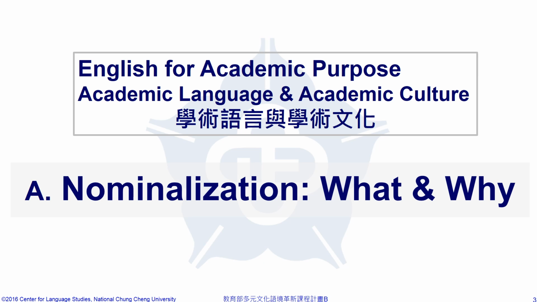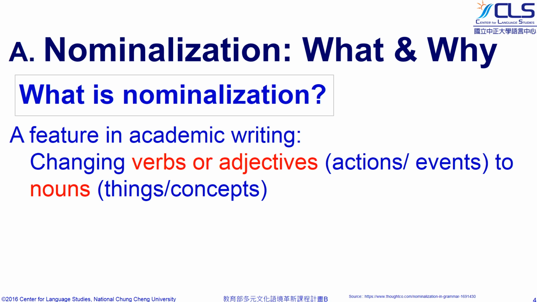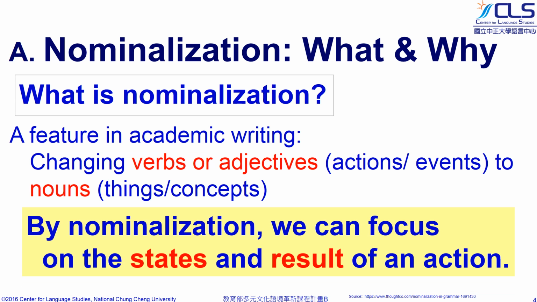Let's start with what is nominalization and why using nominalization. Nominalization is a feature in academic writing, and it is done by changing verbs and adjectives into nouns. The focus is not the action, but the result of the action and the states produced by the action.